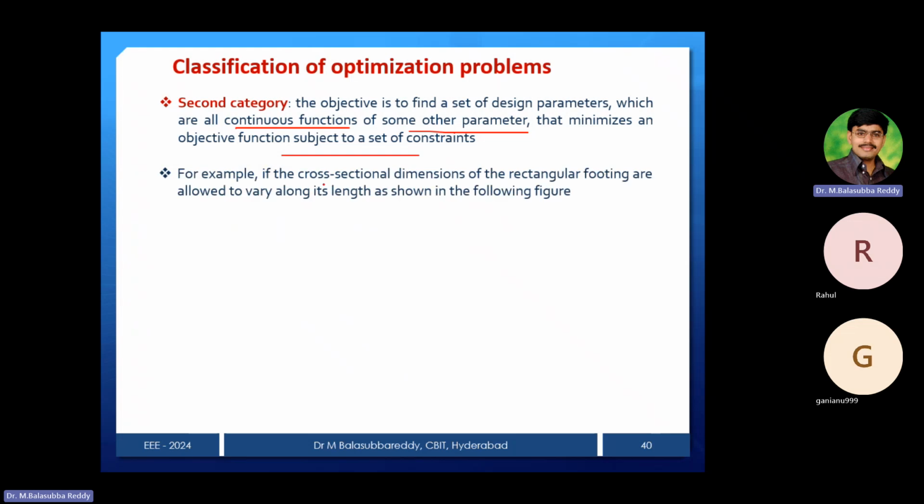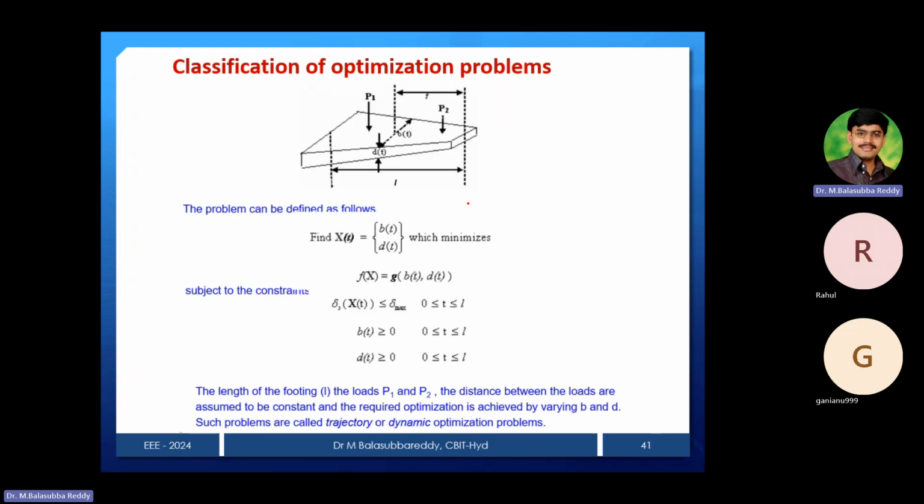You can see if the cross-section dimensions of the rectangular footing are allowed to vary along with its length. You can see this diagram. Now, in that case also, we need to find the optimal value of B and D to meet such constraints. So now your length is going to be varied from 0 to L. Keep on varying and tune that, find the B value and D value to get our optimal value.